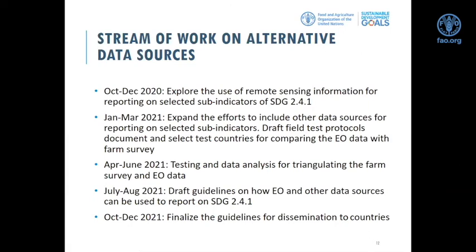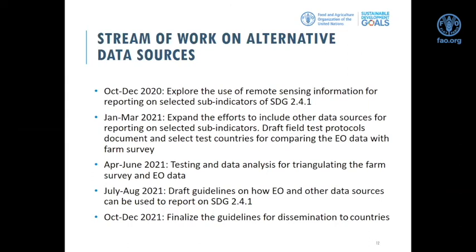There are many sub-indicators for which the information will still come from the farm survey. For example, for land productivity, for profitability, for resilience, and maybe for decent work in the social dimension, because a farm survey is better suited to collect that kind of information at the farm level. But you would still need to use a farm survey.